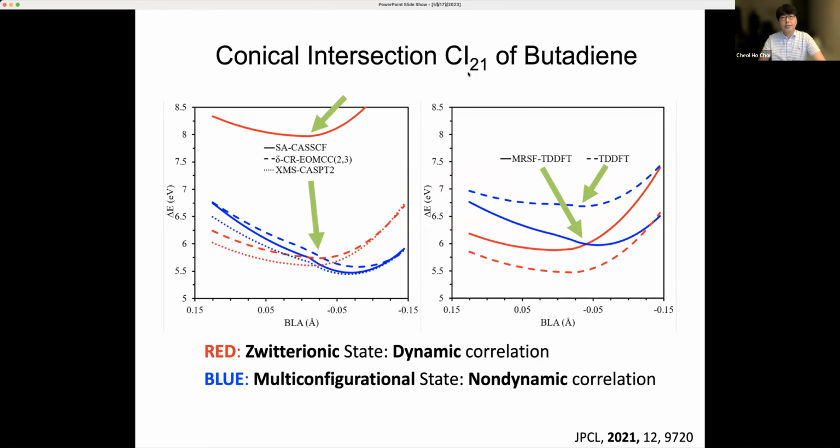Now, what about the conical intersection between excited states? Now, for the S2-S1 conical intersection, I think butadiene seems to be the really popular molecule in this conference. We tried that here.